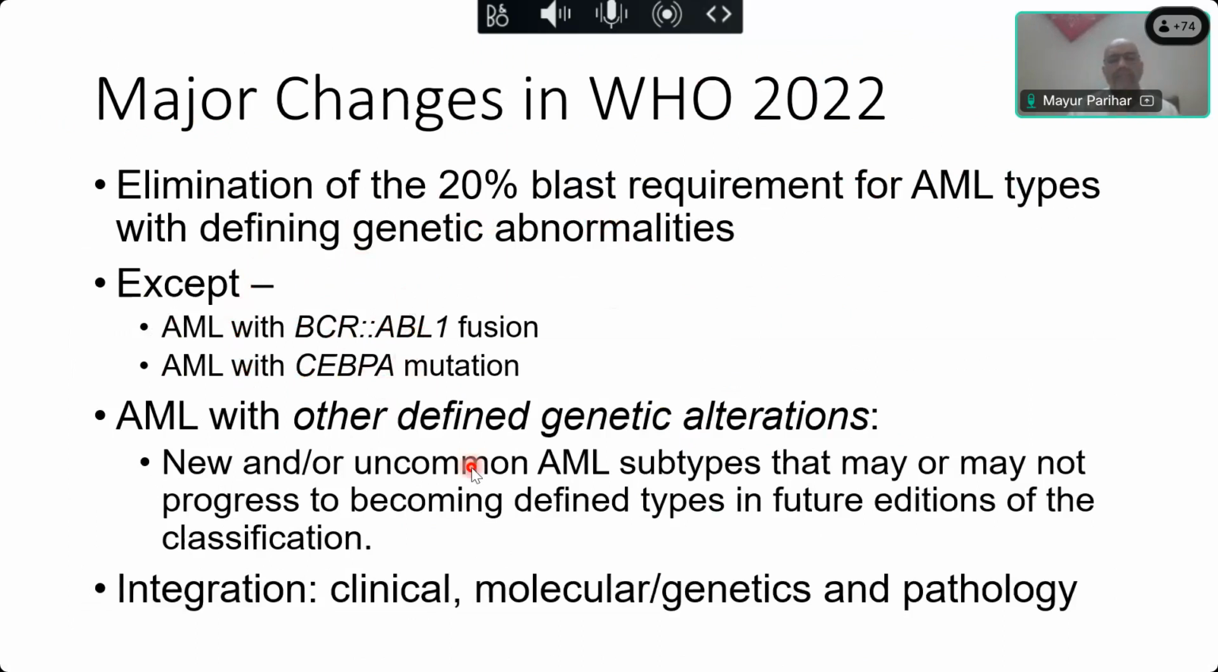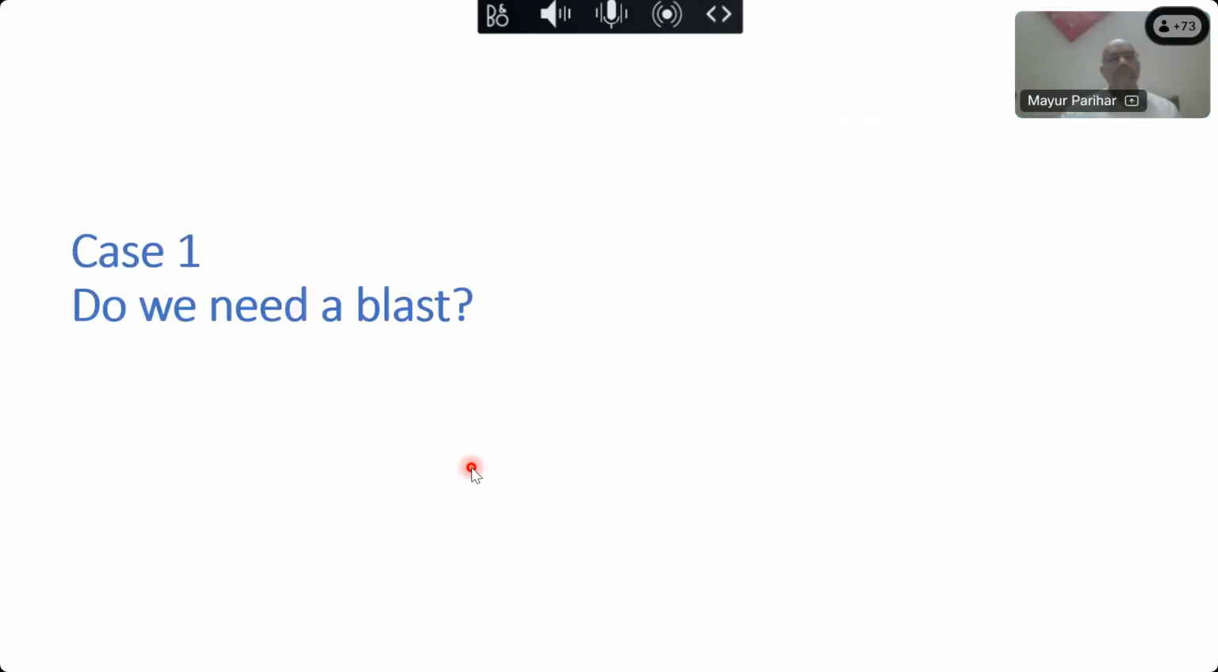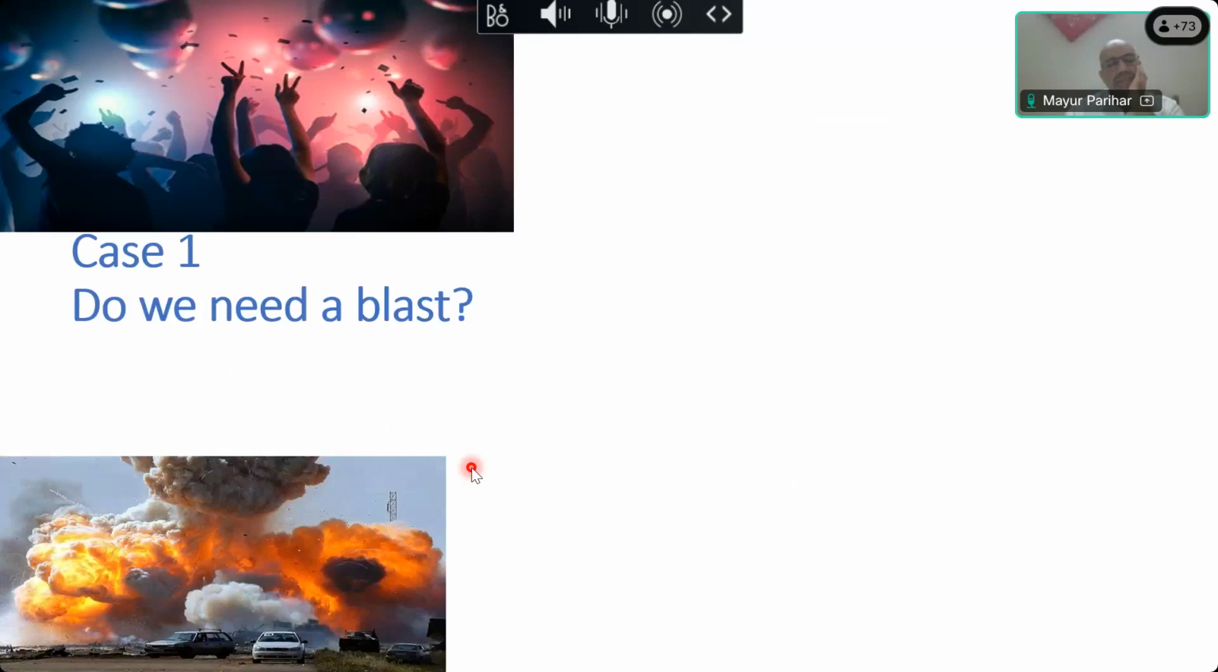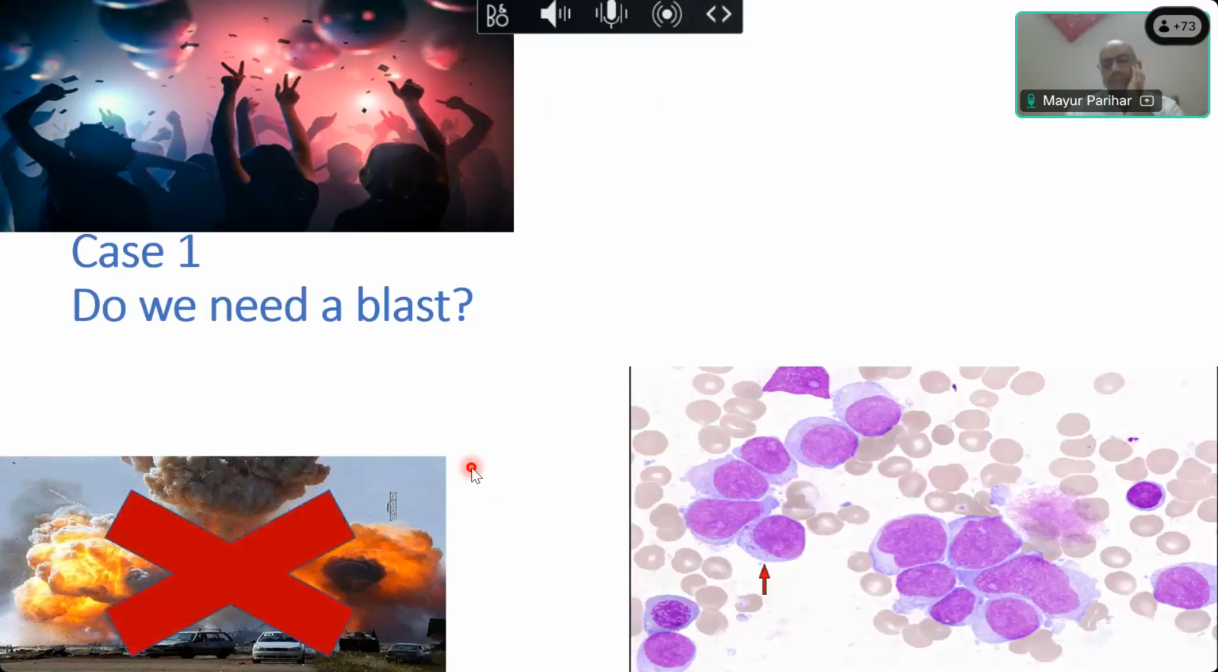So you have to integrate clinical, molecular, and genetics in order to reach your complete diagnosis and characterize the hematological neoplasm. So this brings us to a question: do we need a blast? Of course, this is the blast we always want to have. This is the kind of blast we wouldn't love to have, and our life as pathologists usually deals with these kinds of blasts that we see on a day-to-day basis.